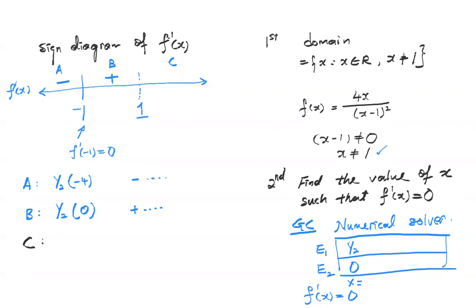Press second enter. Y2 will come out. Change the 0 to another value. So what value you want to take? 3, 4, 5, up to you. I like 5.